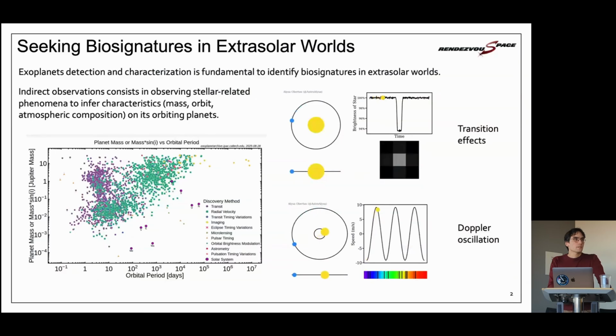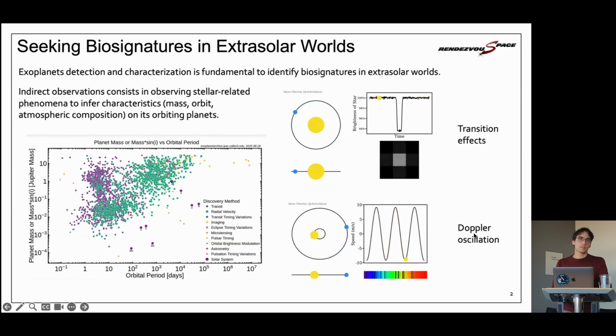Before digging into the details of the mission design, let's have a brief overview on why you need to have a space interferometer. The main objective is to increase the capability of detecting exoplanets and biosignatures in extrasolar worlds. This has typically been done in the last decades using indirect techniques, which means observing stellar-related phenomena to infer characteristics of an orbiting planet: mass, size, orbital period, and so on.